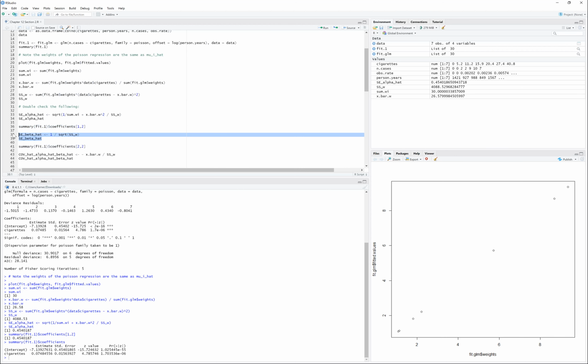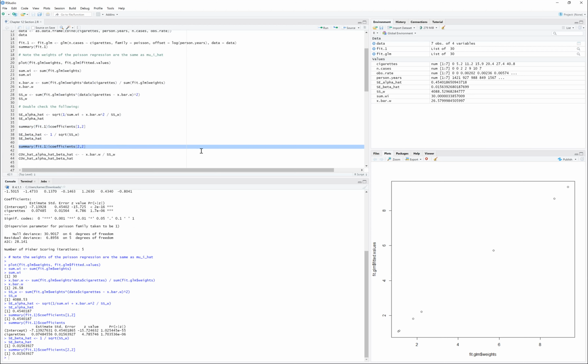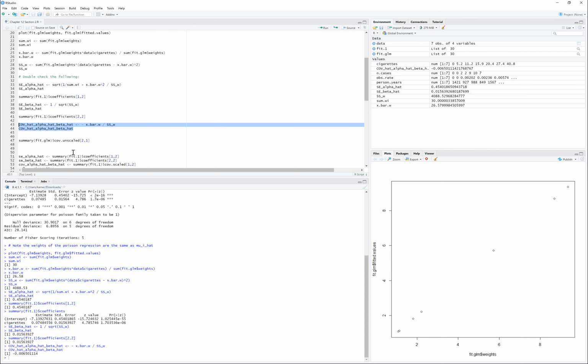So we can get the standard error of beta hat. But similarly, we could have said summary of fit$1 coefficients, give the two element second row, second column, and we still get 0.0156. All right. If we want, we could use the covariance formula, right? That's negative x bar w over SSW. That's equation 12.17 in the text. We get negative 0.0065.